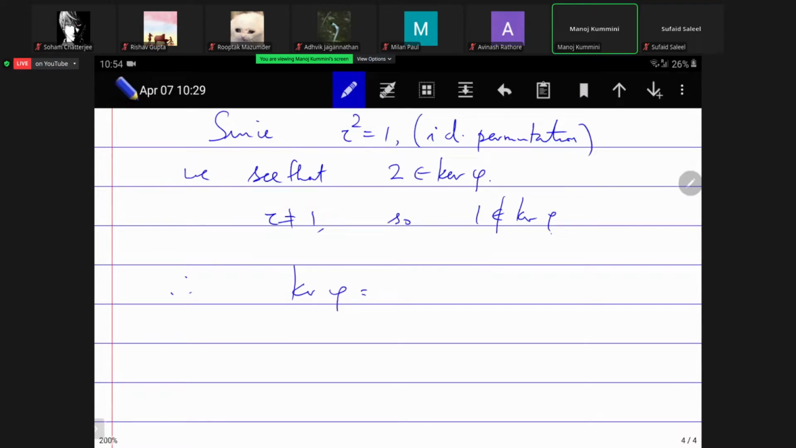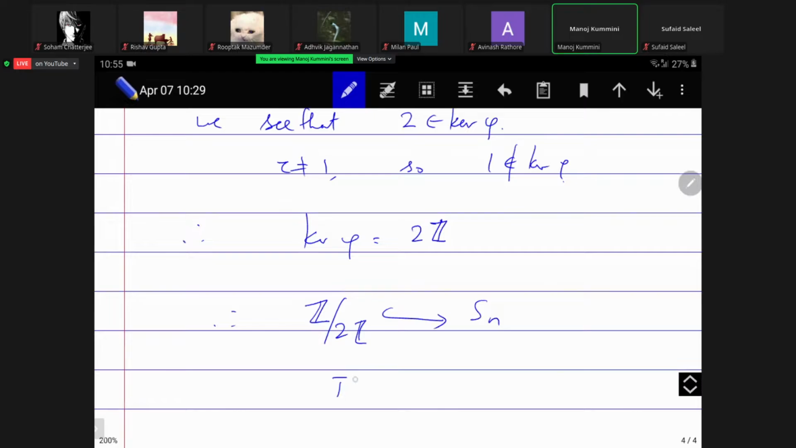Kernel, we know that subgroups of Z must be generated by one element: they are either 0 or generated by the smallest positive element in that subgroup. In this case, it is 2. So this is all multiples of 2. So therefore, Z mod 2Z injects into Sn. And here we will just write a 1 bar to denote the residue class mapping to tau.